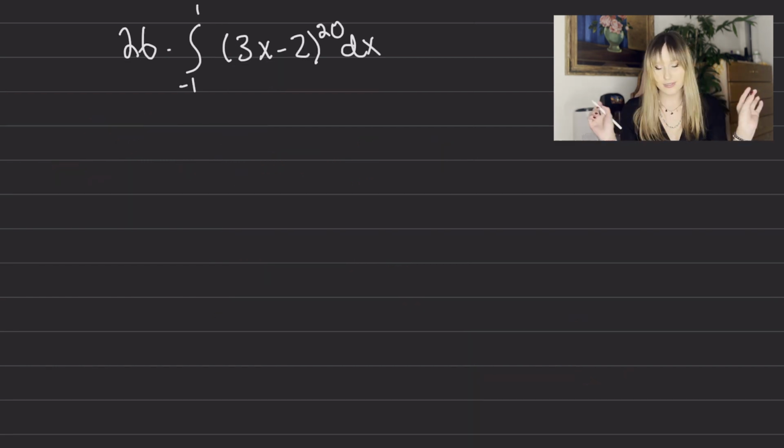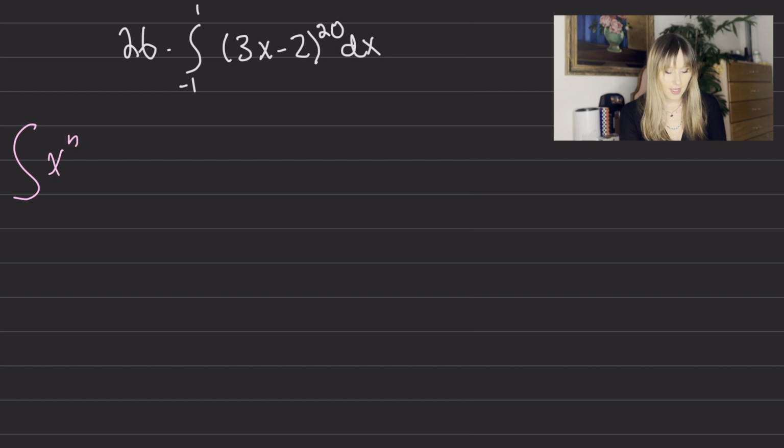We have 26, right? 26, we have a classic integral. We're going to use the classic definition of an integral here. So an integral of x to the n is going to be x to the n plus 1 over n plus 1.